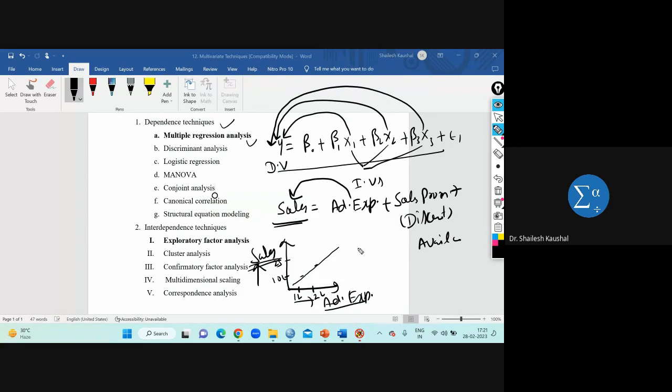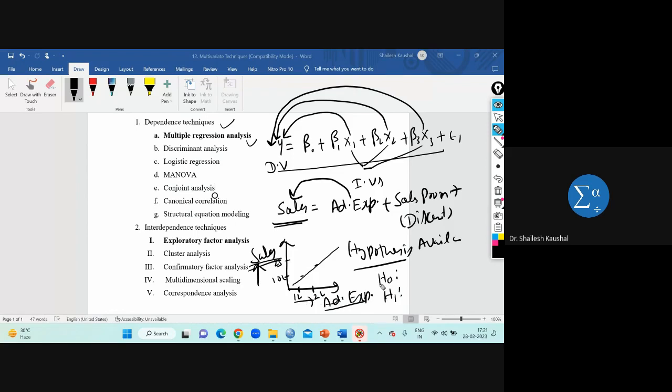And we can test our hypothesis also. So we can create our null hypothesis and alternate hypothesis. In the null hypothesis, we assume there is no relationship between the advertising expenses and sales, or we can say there is no significant relationship between advertising expenses and sales. But the alternate hypothesis is the opposite of the null hypothesis. Here we assume there is a significant impact of advertising expenses on sales.